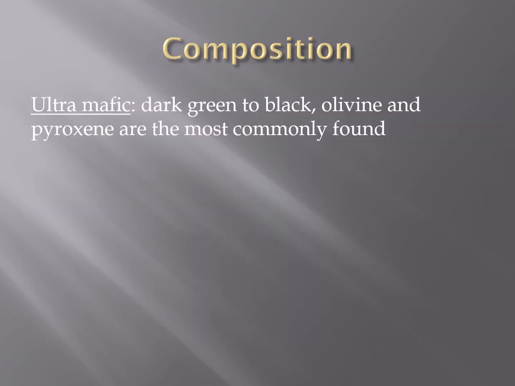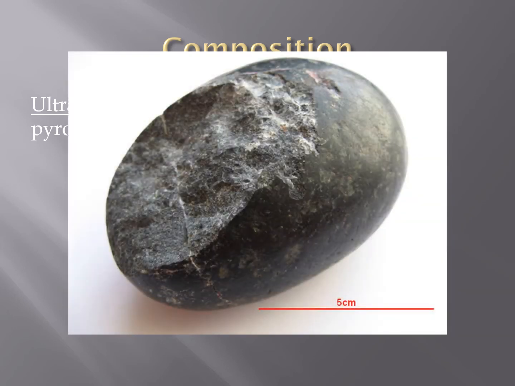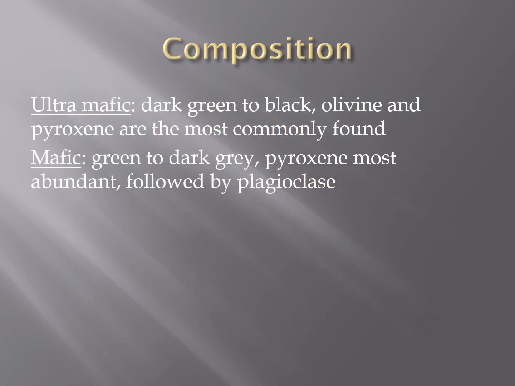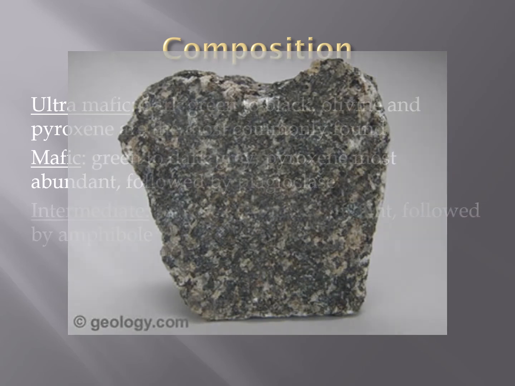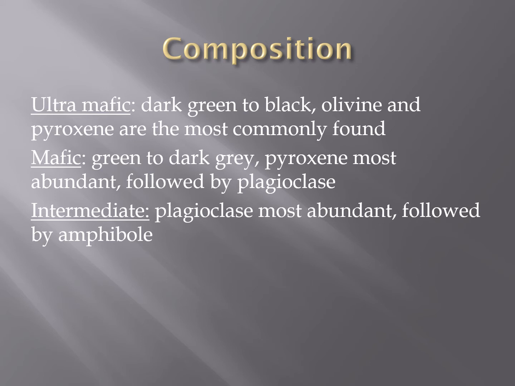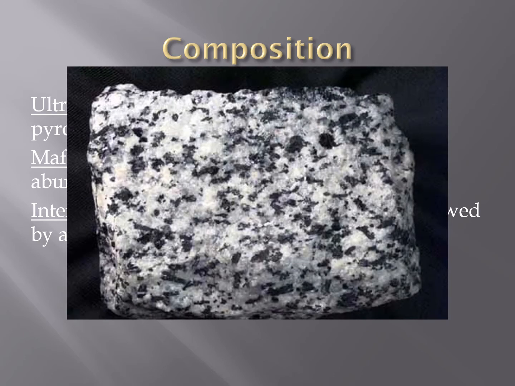So in our composition, we talked about ultramafics, which is a very dark type of material. This is where we end up with a lot of dark greens to black, a lot of olivines, some pyroxenes. That's where we're seeing a lot of these. Mafics, green to dark gray, pyroxenes are most abundant, followed by plagioclase. So a lot of dark minerals. Some intermediate. So this is something in the middle where we have black and white. So the plagioclase is most abundant, and we see a lot of amphiboles. So this example here is a diorite. You can tell that it's a diorite because of the salt and pepper look to it.